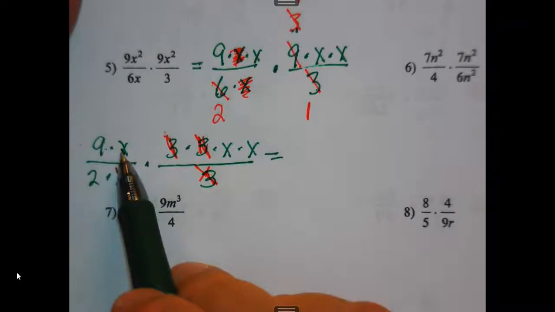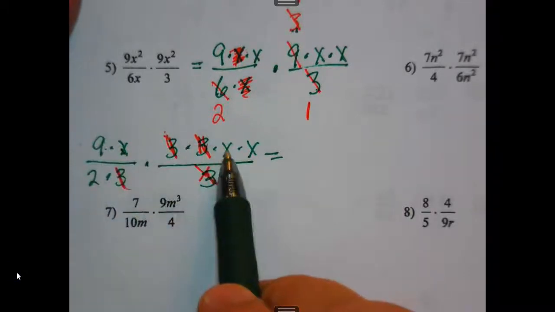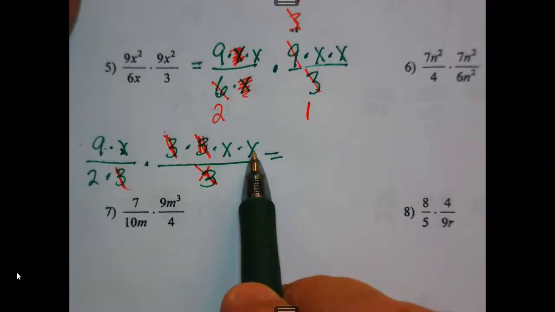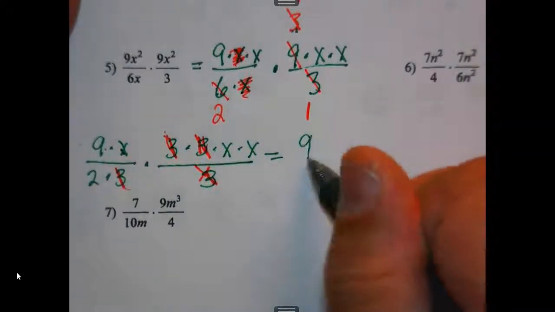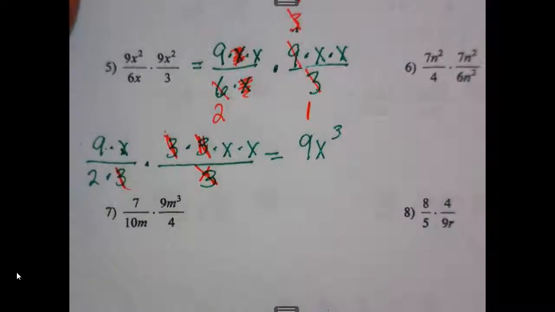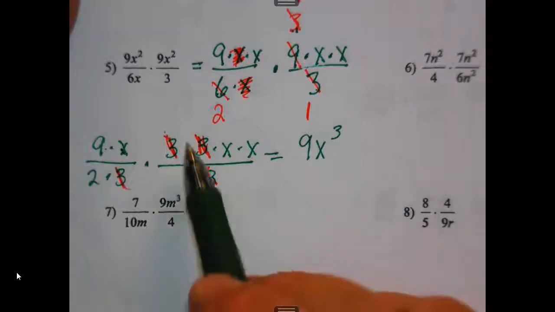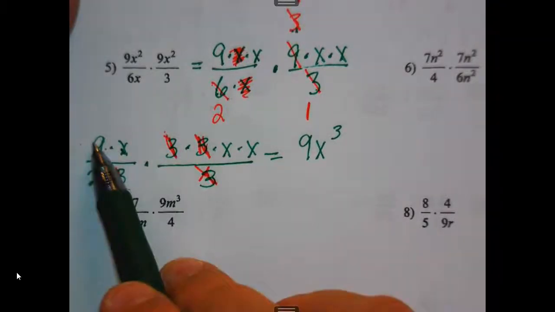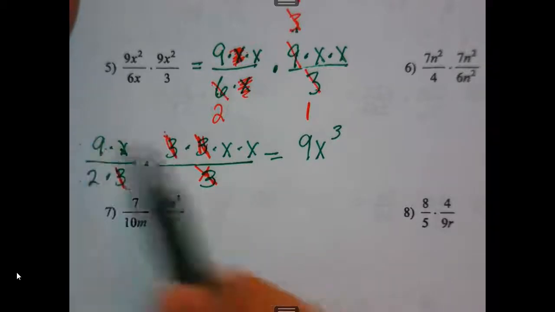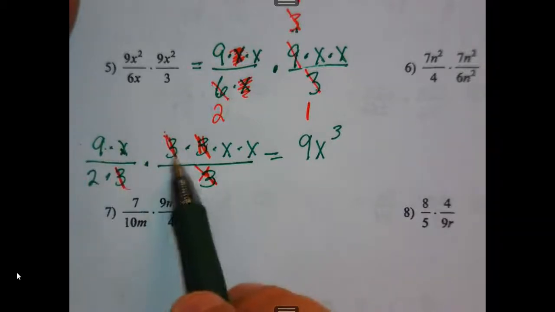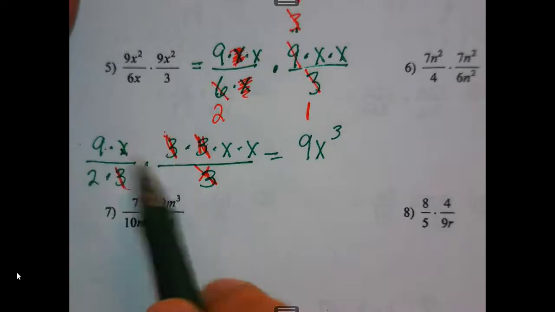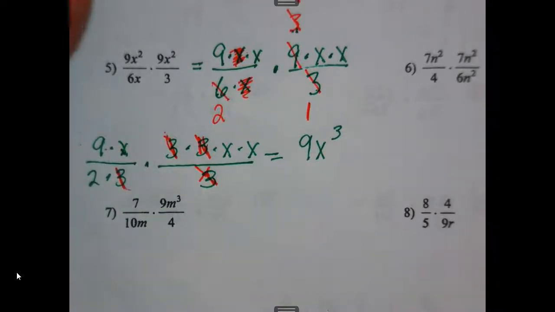Nine times x is 9x times x is 9x squared times x, 9x cubed, or 9x to the 3. I could have, instead of this 3, done it with that 9, but I would still get 9 on top, because I would have to uncross that and have a 3 here. 3 times 3 is 9. I quit.